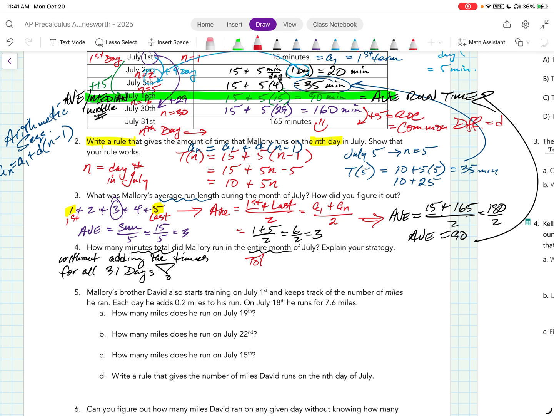So the total time for the entire month, which is the total sum, can be found by taking our average and multiplying it by the number of days. And in general, it's the number of terms in the sequence. All right, so let's do that. We've got an average of 90 minutes per day multiplied by 31 days.